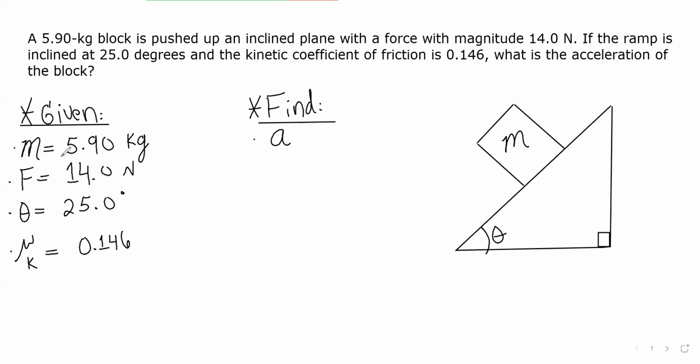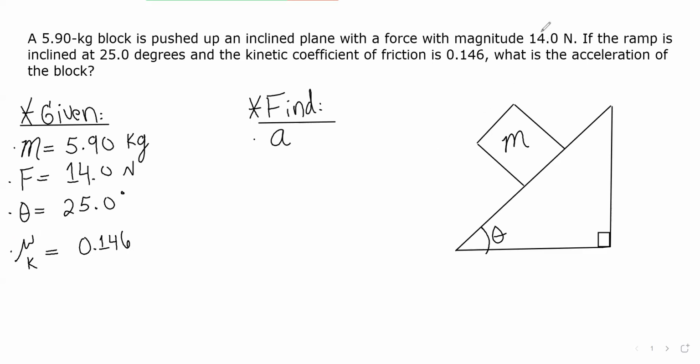So I started by identifying my variables. I know mass has units of kilograms, so I labeled my kilograms M, and so on. Just keep in mind, mu, this Greek letter mu, is the symbol for the kinetic coefficient of friction.